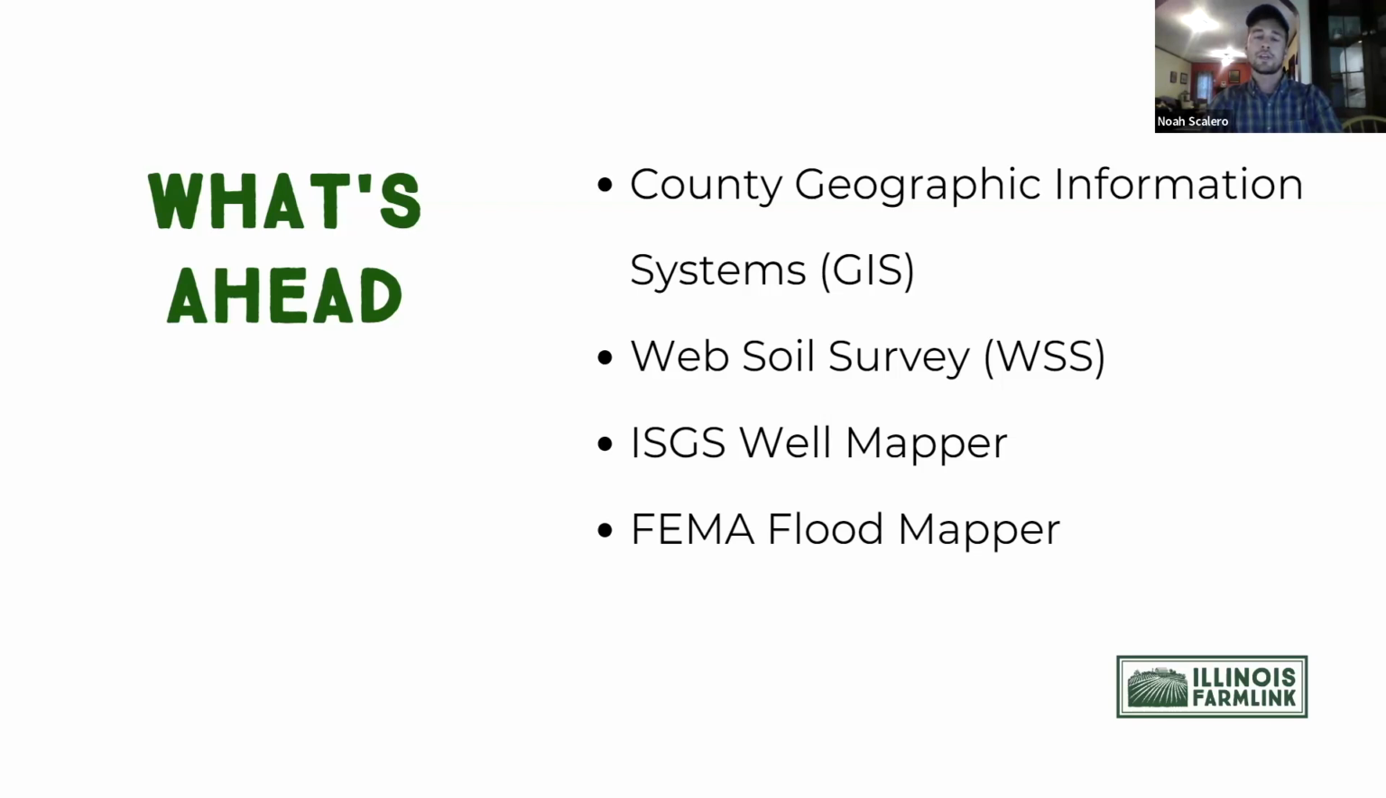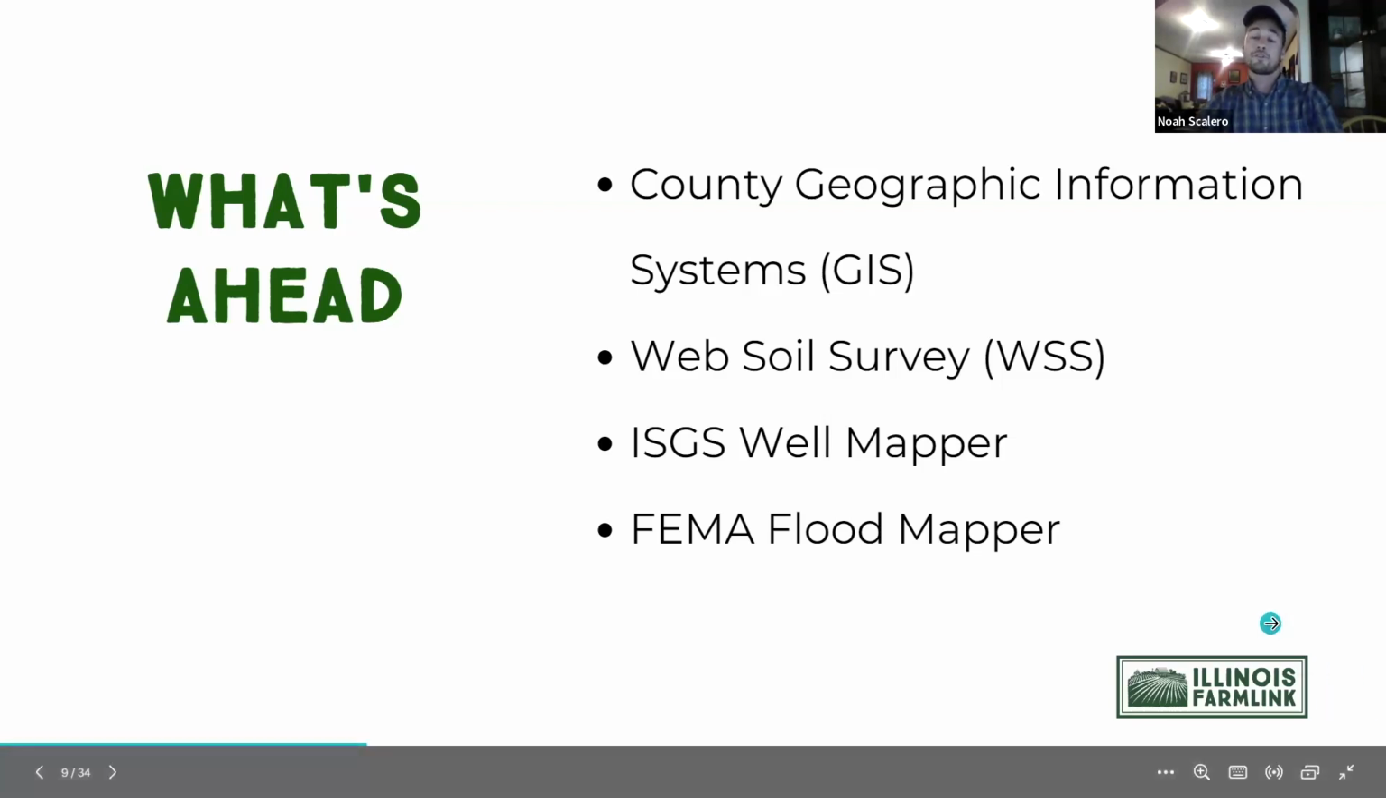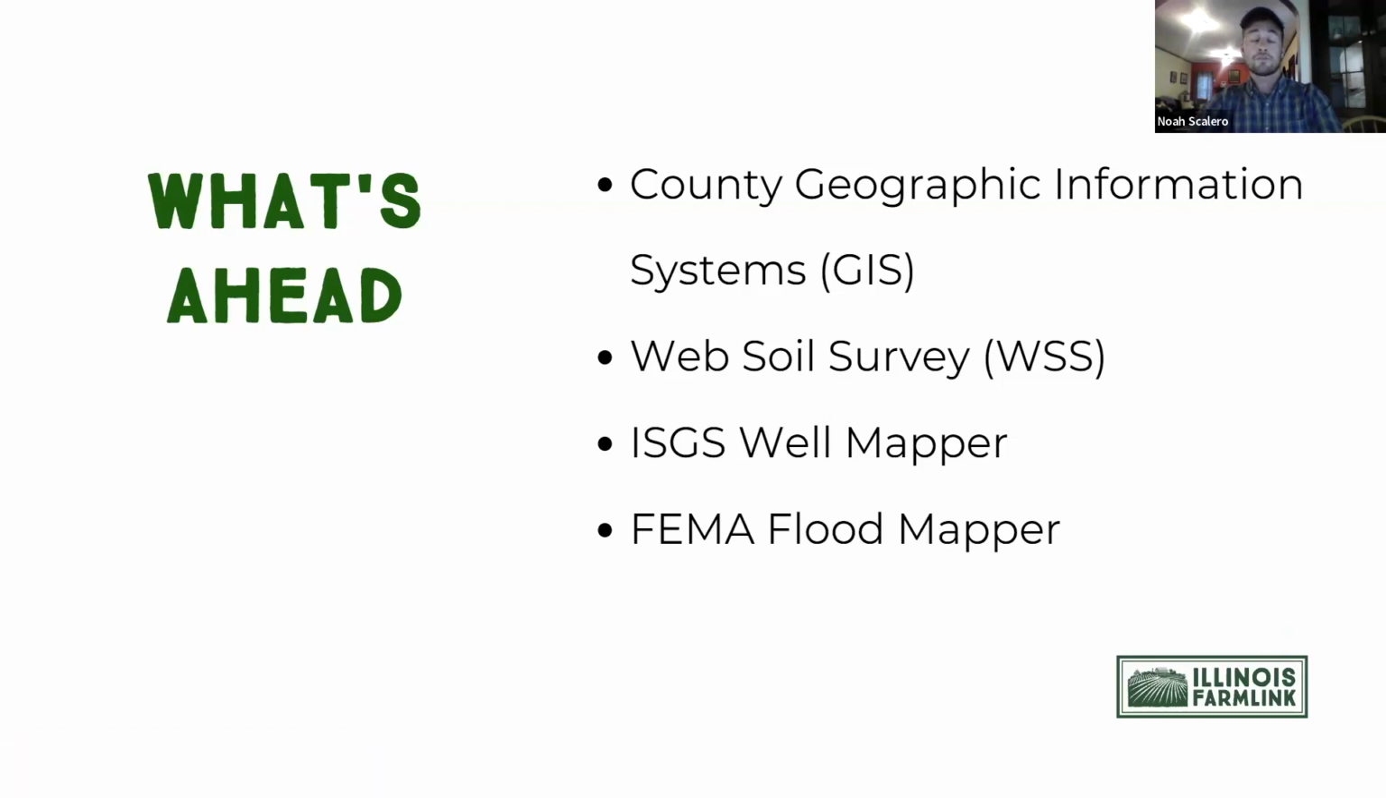And then we'll also be looking at the Illinois State Geological Survey's Well Mapper, which can give some really useful info on if there's a well on your property, or if not, you can look at wells in the area and get a sense of how deep people are drilling and how much those wells are producing. Lastly, we'll be diving into FEMA's Flood Mapper, which will tell you whether your property is in or near a flood zone.